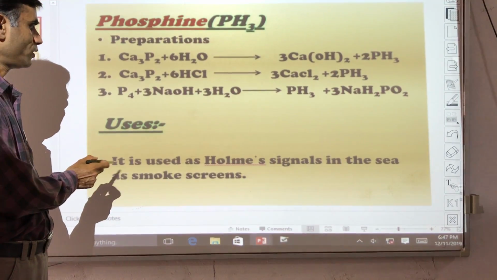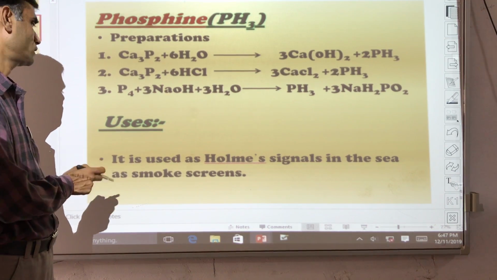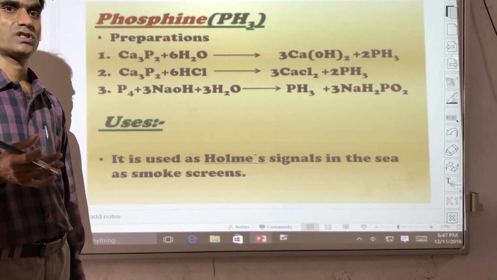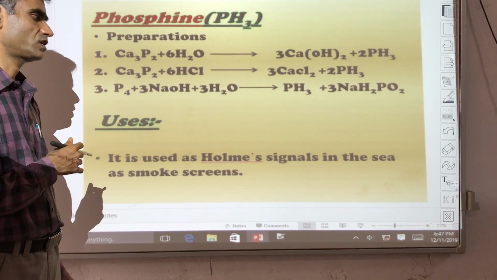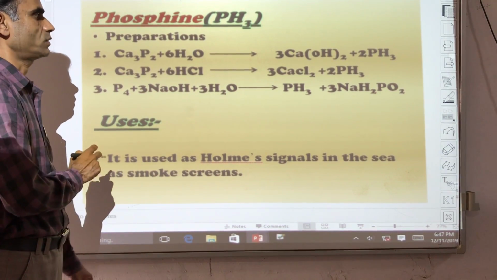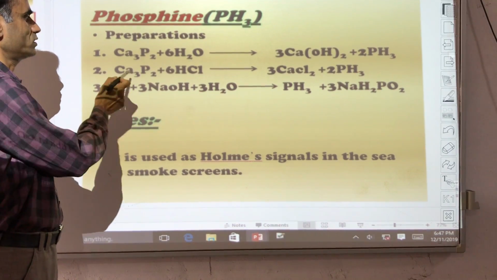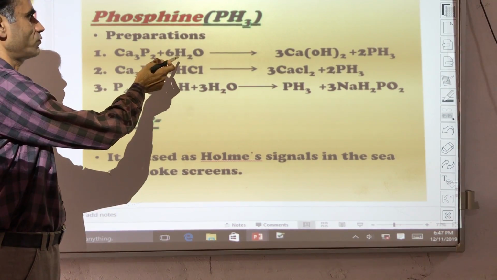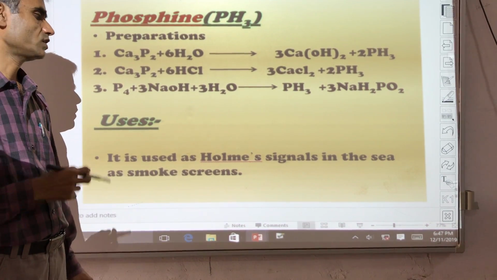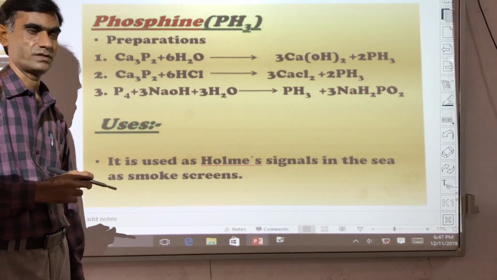Phosphine is an important compound. It is used as a signal in the sea as smoke screens. When various ships approach each other and want to give a signal to each other, they use this signal. What they do is throw calcium phosphide along with water, so there is production of PH3, which spontaneously gives you the smoke screens.